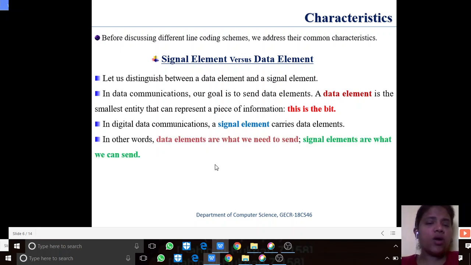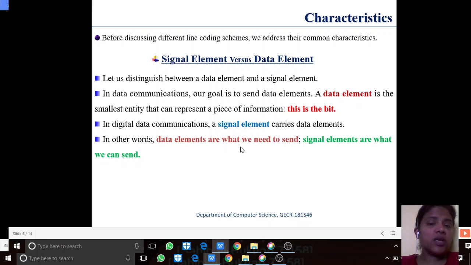Data elements are what we need to send. So that means that is a very important thing. Data element is a precious one. Whatever we want to send will be encoded and embedded in the signal element. Signal elements are what we can send.